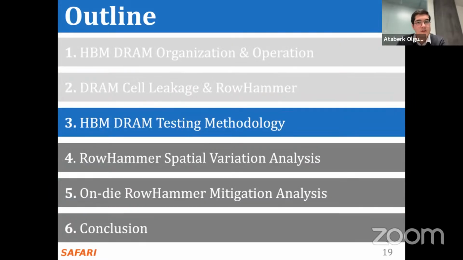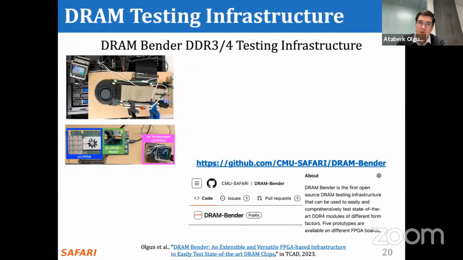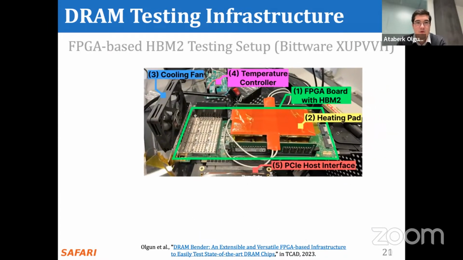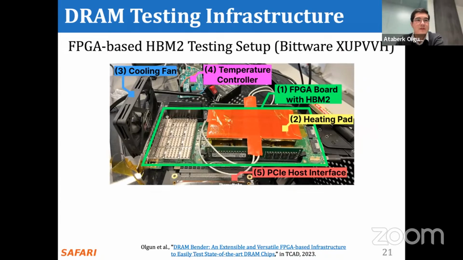I'll now introduce the testing methodology that we use in our experimental analysis, and it's similar to what you will use in this course. And our infrastructure is obviously based on the DRAM vendor DDR3 DRAM testing infrastructure. We adapt it to work with HBM2 chips. And here's a photo of our testing setup. We use this Bittware XUPVVH HBM2 FPGA board.